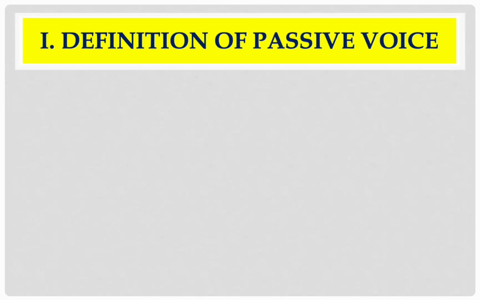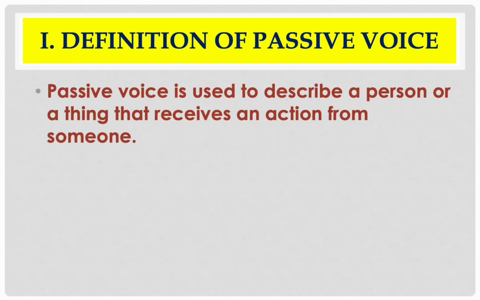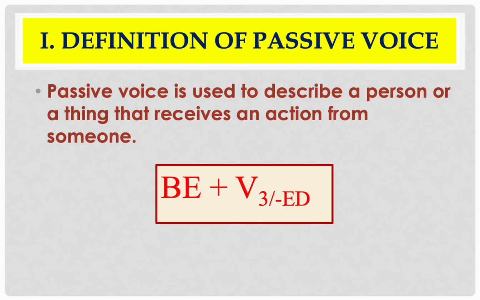First of all, definition of passive voice. Passive voice is used to describe a person or a thing that receives an action from someone. Let's start with the structure of passive voice. The formula is very simple. Be plus past participle. Notice that the verb be will change according to the tense of the sentence, but the main verb always stays in the past participle form.